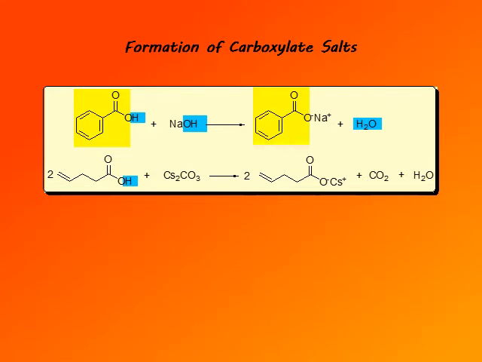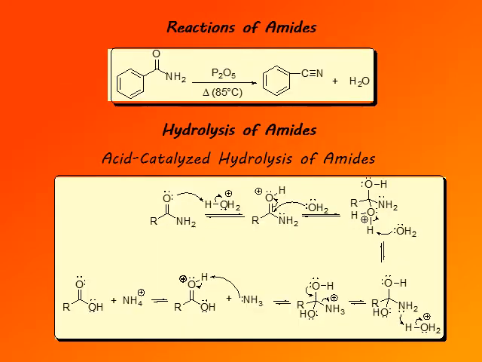Another common method to do it, and maybe even better method, is to use a carbonate. So we can react carboxylic acid with a metal carbonate, like in this case cesium carbonate, that produces the corresponding carboxylate salt, and it releases carbon dioxide as a gas and water as a byproduct. Now we are going to look at reactions of amides.